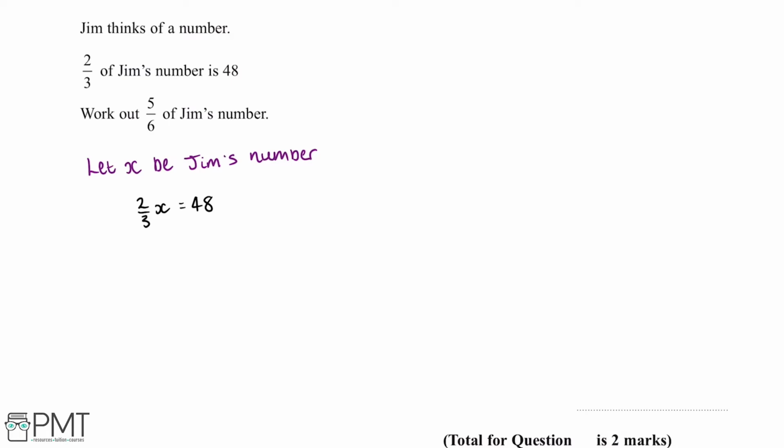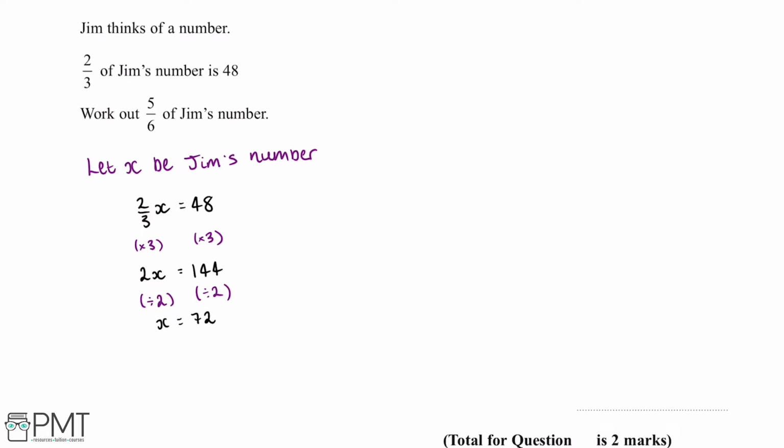So the first thing we can do is multiply both sides by 3, and 2 over 3x multiplied by 3 gives us 2x. And 48 multiplied by 3 gives us 144. So now the final thing we need to do in order to make x the subject is divide both sides by 2. And this tells us that x is equal to 72, and therefore Jim's number is equal to 72.